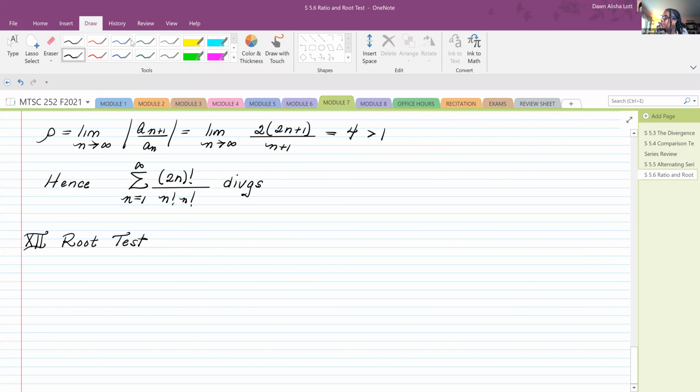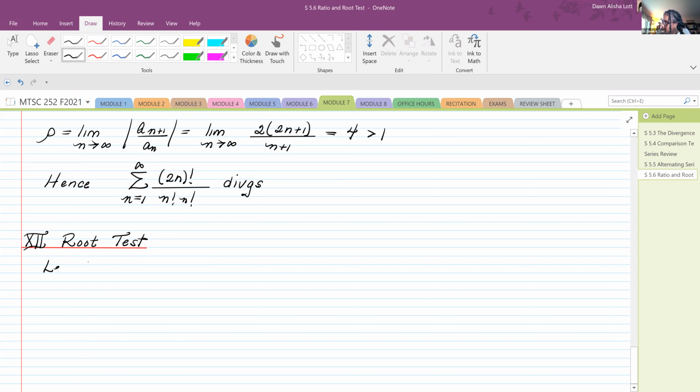Root test number 12, the last test. And actually, I don't generally teach them in this order. This is the order that the book is doing it in. I actually am not fond of this order, but it's okay. All right.